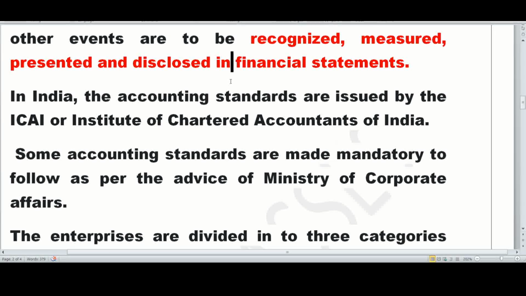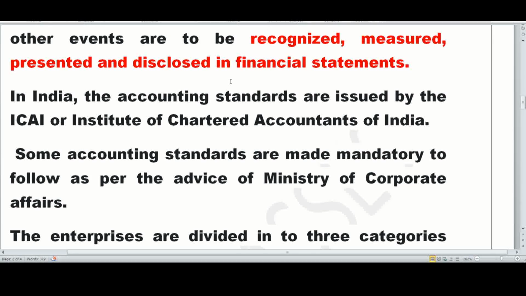Because the users of the financial statement want to clearly know what is happening in the enterprise: the investors, the shareholders, the owners, the government, they are all interested in the financial statements. Therefore, this financial statement must have clarity, must have integrity, must follow the guidelines.